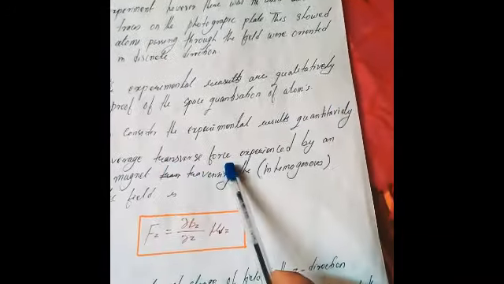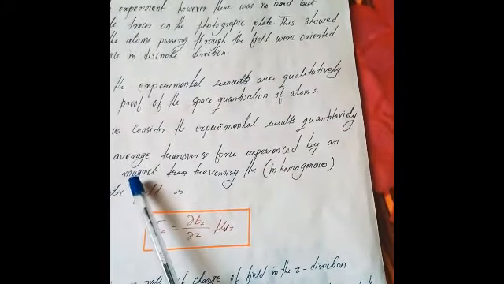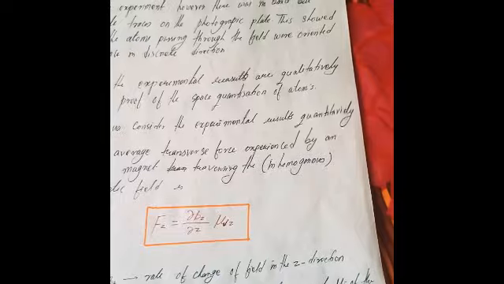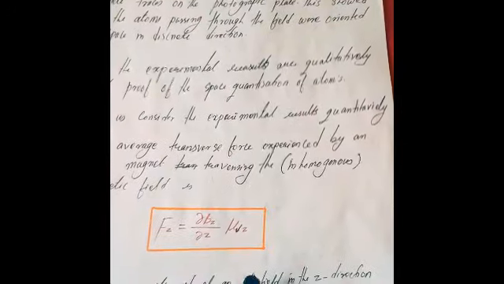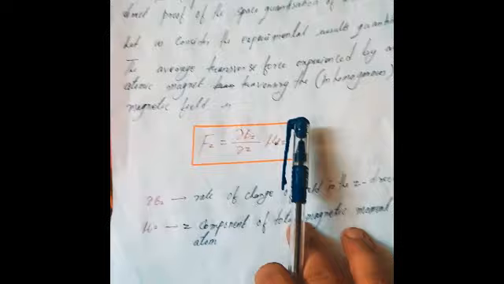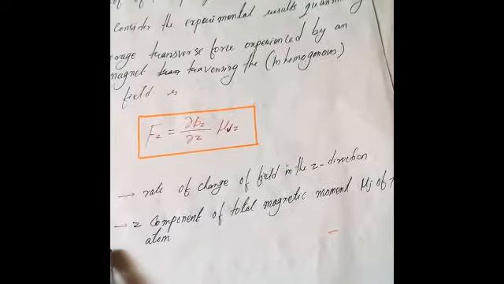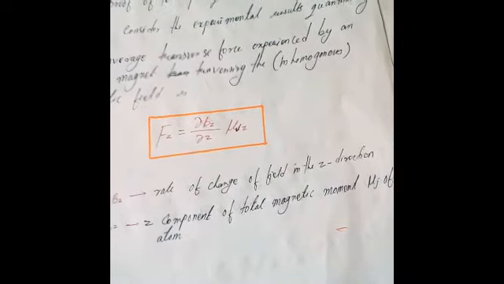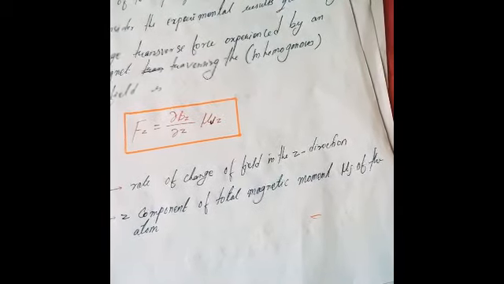The average transverse force experienced by an atomic magnet traversing the inhomogeneous magnetic field is Fz equals ∂Bz/∂z times μjz. Here ∂Bz/∂z is the rate of change of the field in the z direction, and μjz is the z component of the total magnetic moment μj of the atom.